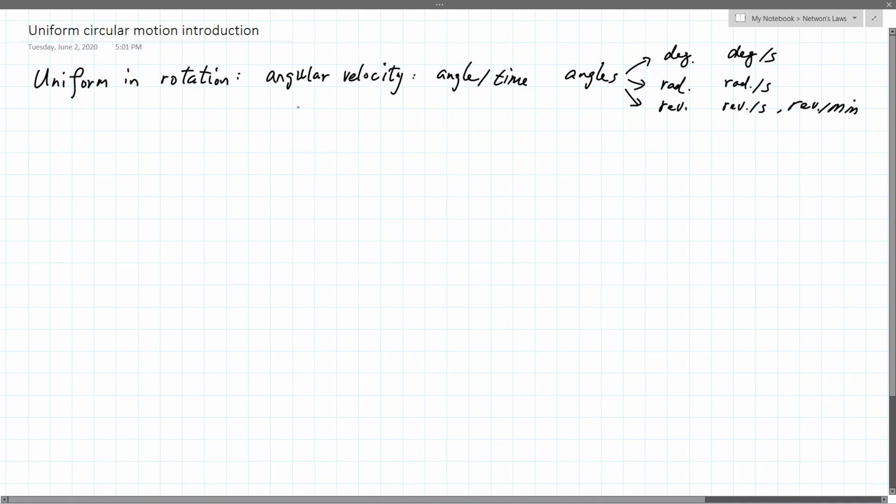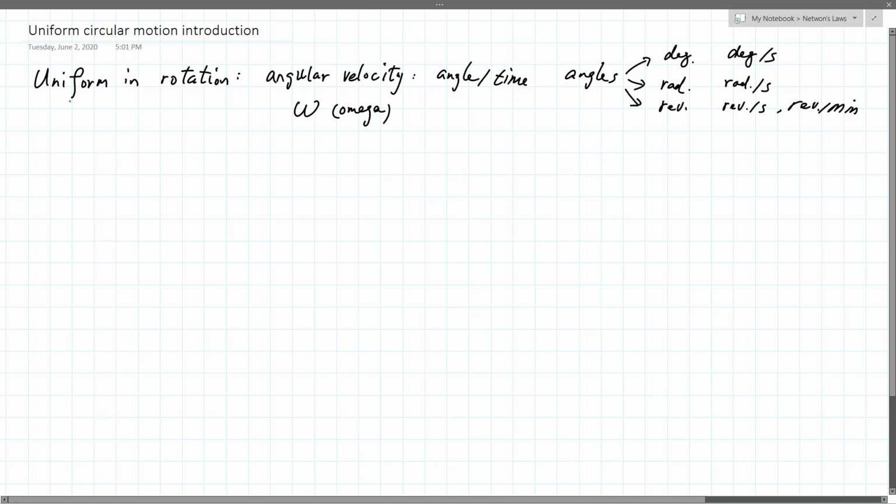For angular velocity, we use the symbol omega. That's a Greek letter, omega. It's kind of a curly W. That's actually the lowercase. The uppercase looks like this. We don't really need that, so let's get rid of that. So that's angular velocity. The uniform part does that.